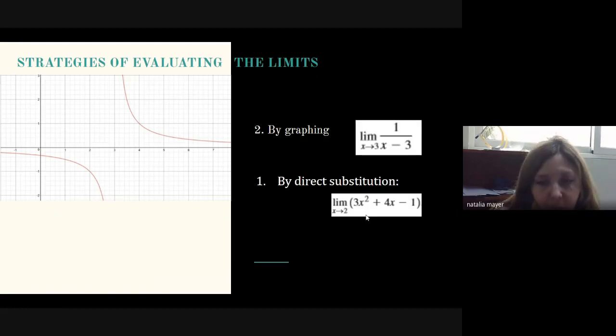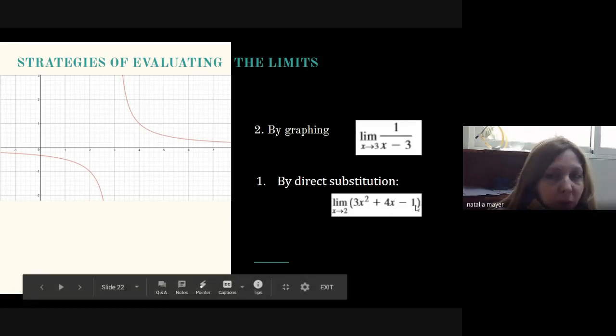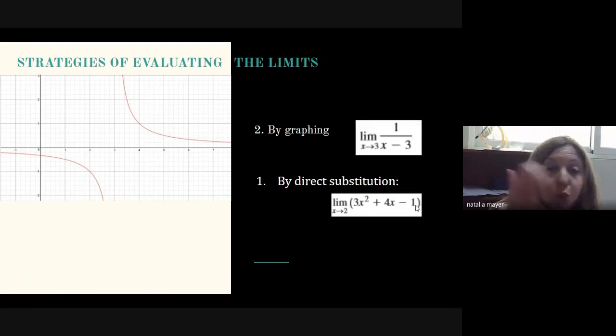Just remember that it does not have to be a polynomial function. It can be just any function, and still direct substitution will work. So do not underestimate this method. Always consider it first. Strategy number 2: evaluating the limits by graphing. Can you please write down the strategy?